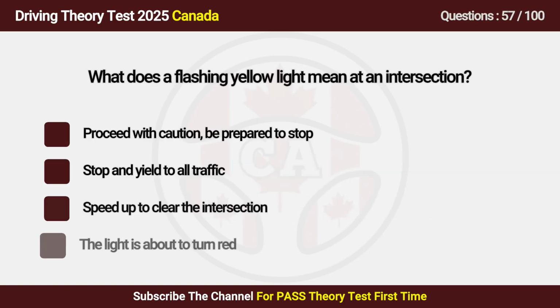Question 57. What does a flashing yellow light mean at an intersection? A. Proceed with caution, be prepared to stop. B. Stop and yield to all traffic. C. Speed up to clear the intersection. D. The light is about to turn red.